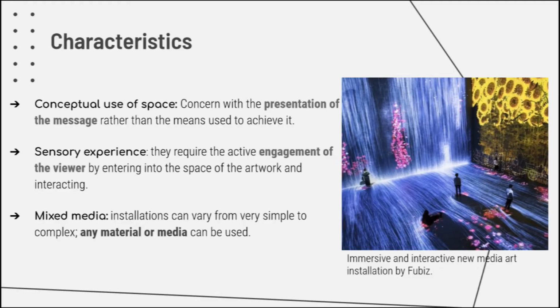Now, let's talk about the characteristics of installation art. There are six main characteristics. The first one consists of the conceptual use of space. Art installation grew out of artists who focused on conceptual art, which is art based on ideas rather than the aesthetic qualities of the work. That is why they are more concerned about the presentation of the message rather than the means used to achieve it.